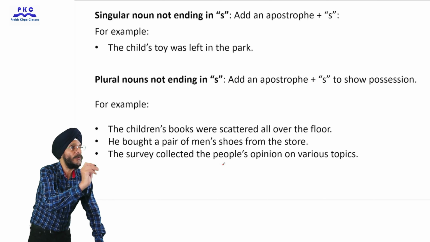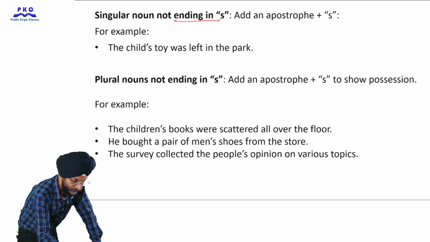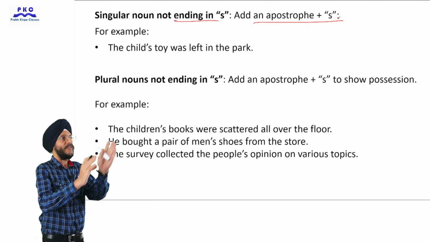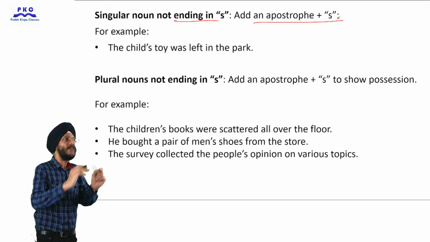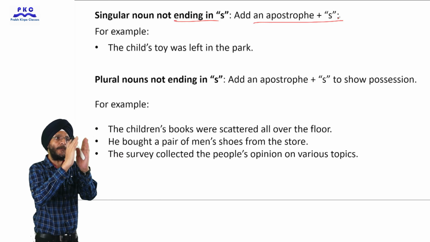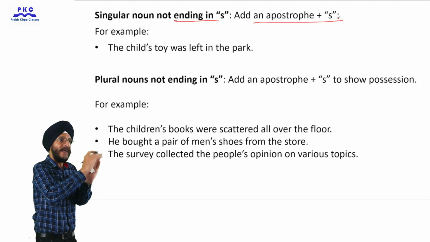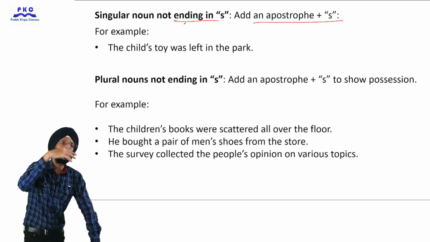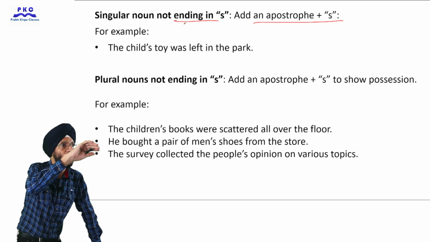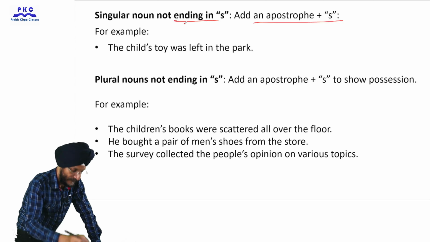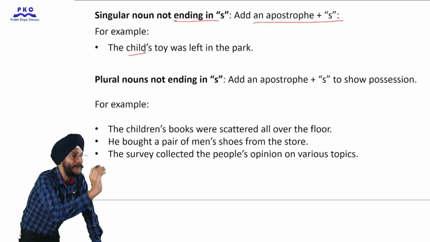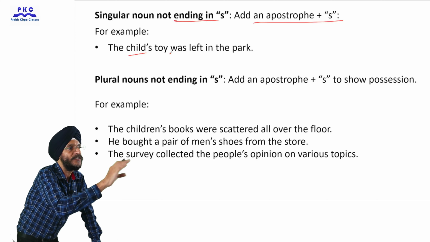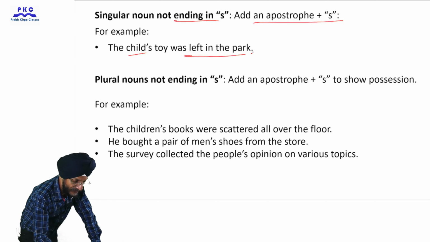Now, singular nouns not ending in s. Here we are again using apostrophe plus s. In the case of singular nouns ending in s, we had added apostrophe plus s. And in the case of singular nouns not ending in s, we have adopted the same method to show possession, apostrophe plus s. The child is a singular noun. The child's toy, that is the toy of the child, was left in the park.